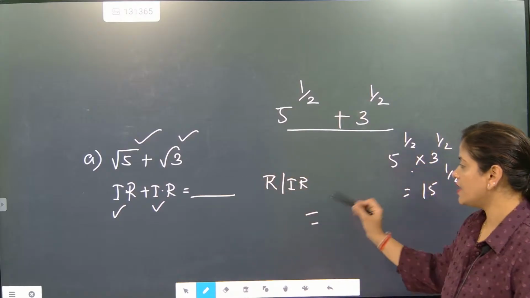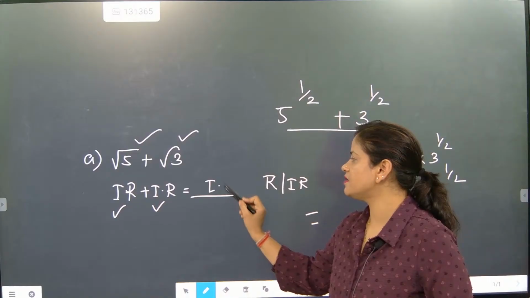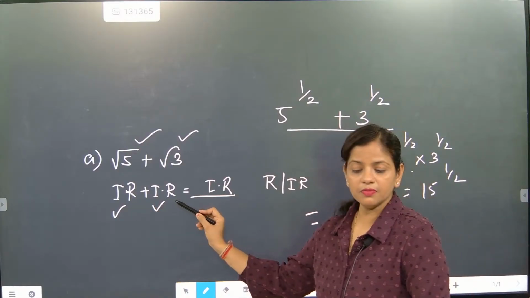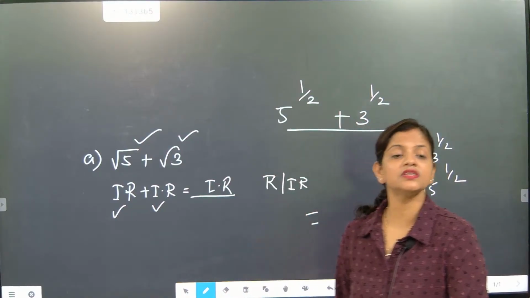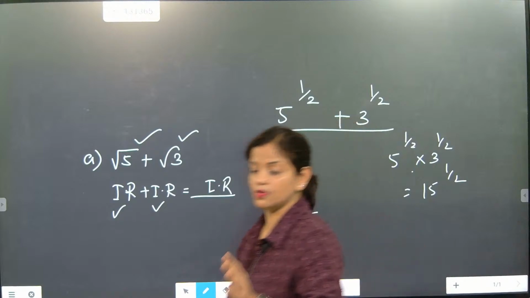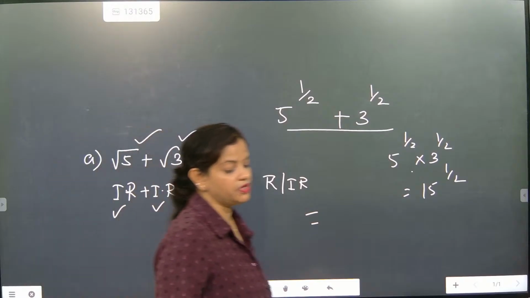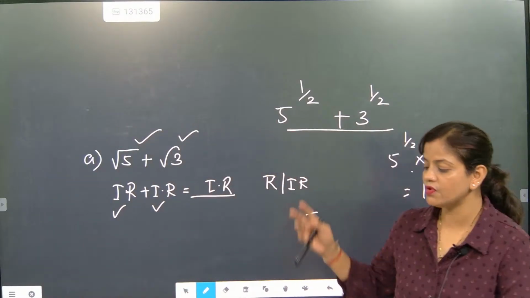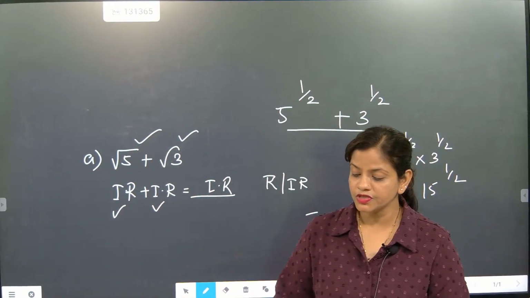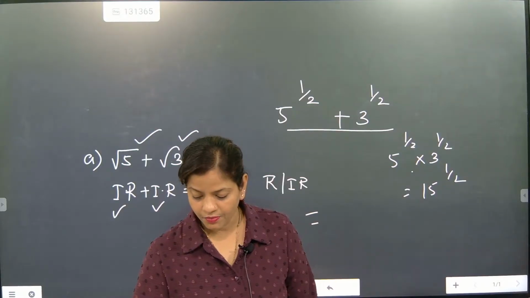Understood? So here it is a complete irrational number. When two irrational numbers are added, it will always give an irrational number. Note down this one: addition of two irrational numbers will always give an irrational number. There is no case that it will give you a rational number. This is the first important thing to be remembered.